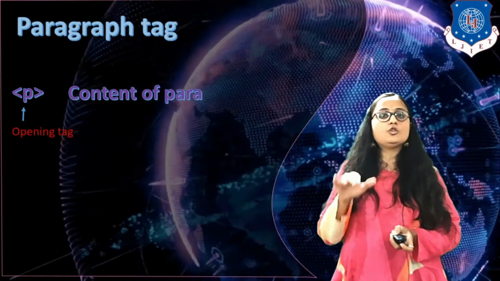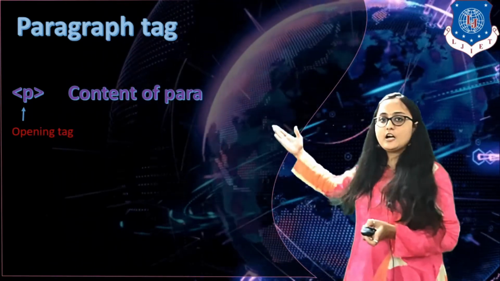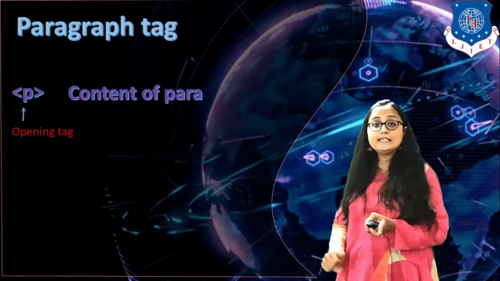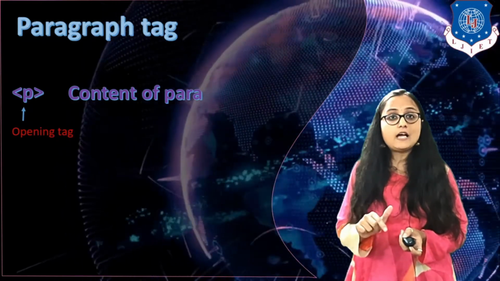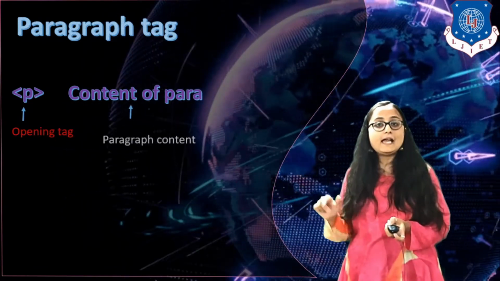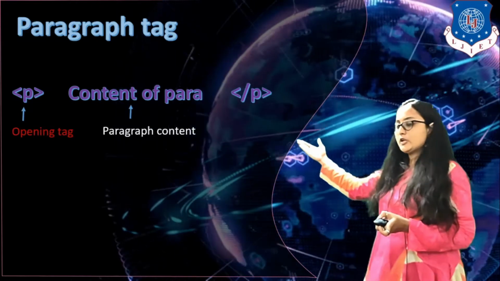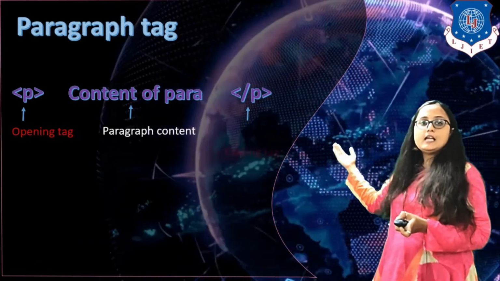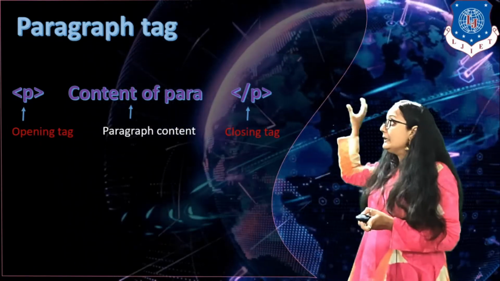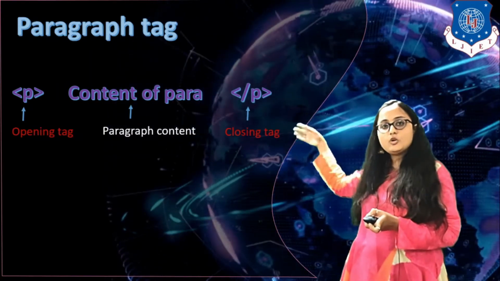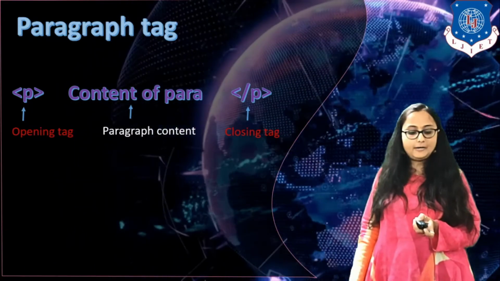In between, you have to write the content of your paragraph, right? So whatever content you are writing inside the paragraph, that you have to write between the opening P and the closing P. Okay, so this is a closing P, and here you have the opening P. In between closing and opening, you are writing the content of your paragraph. Clear?